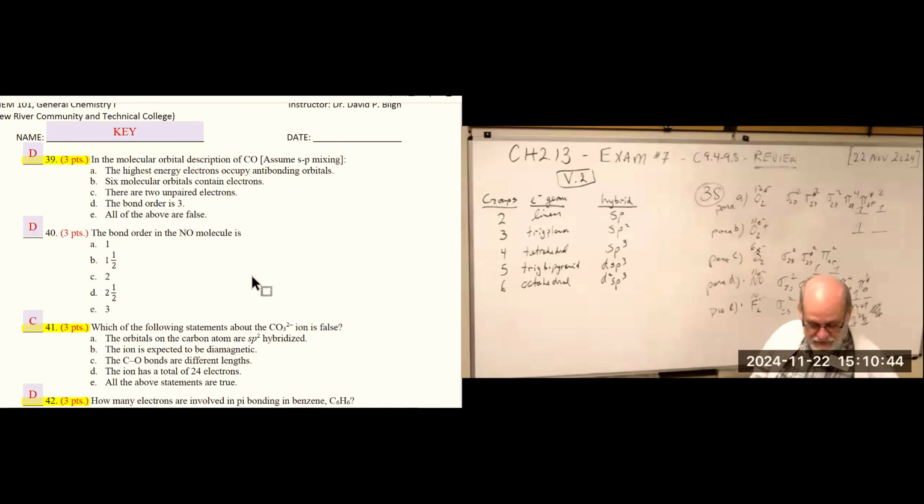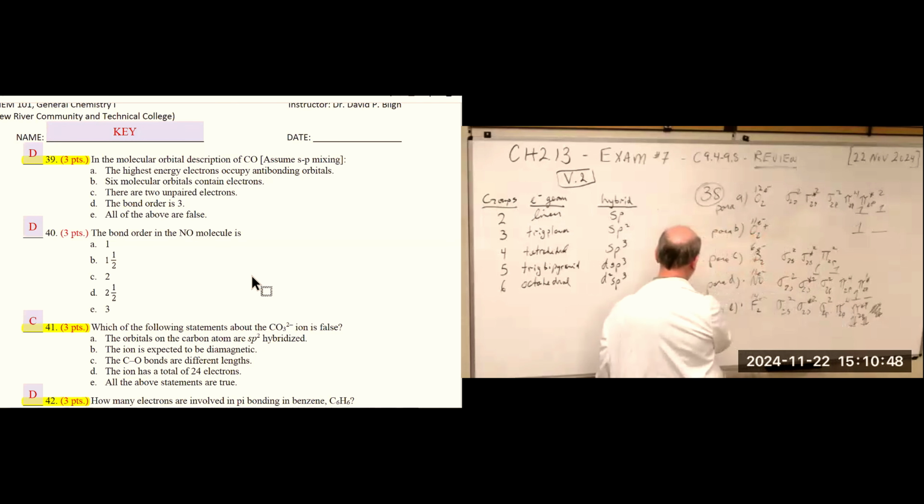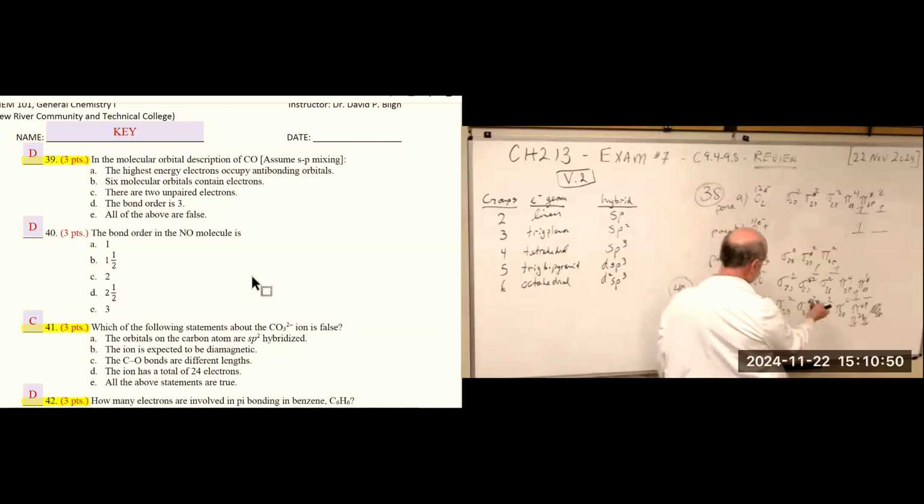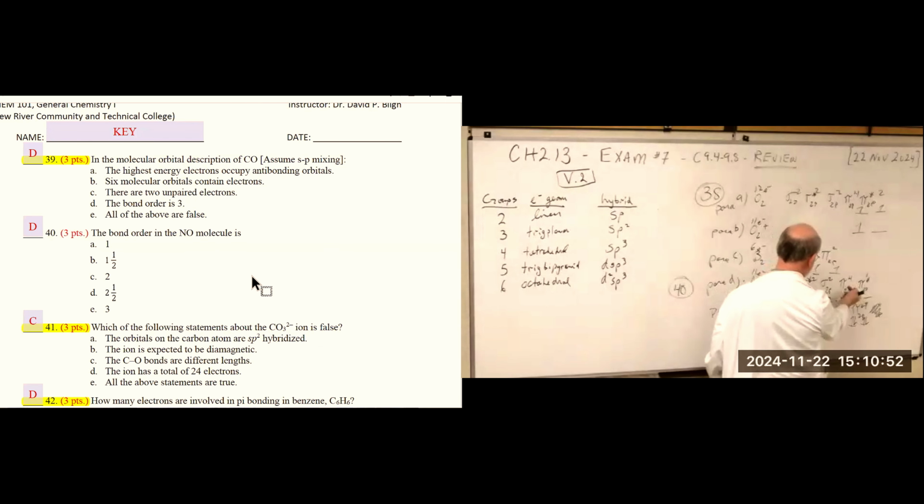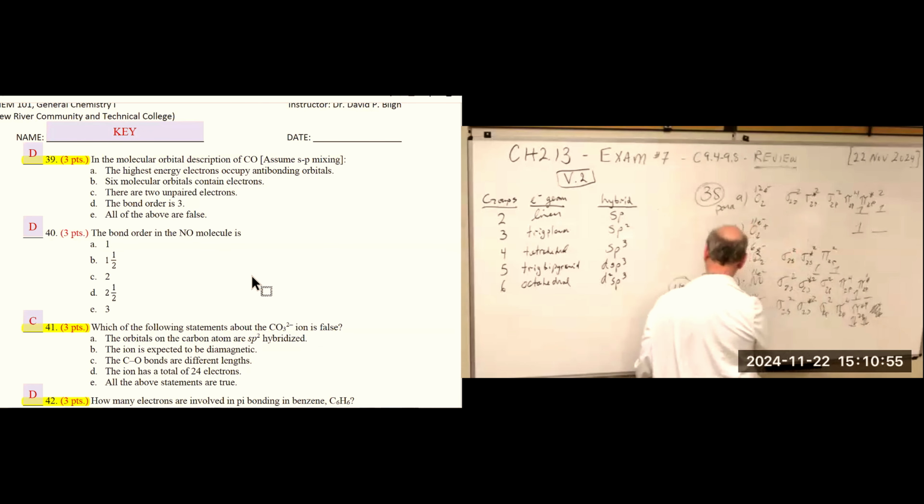40 is not highlighted. If 40 were highlighted, what would be its bond order? We did 40. It would be 4, 5, 6, 7, 8 minus 2, 3 equals 2.5. So 40 would be D. I don't know why I didn't highlight it. But we're going to 41.